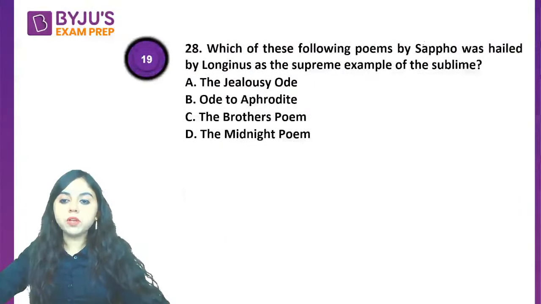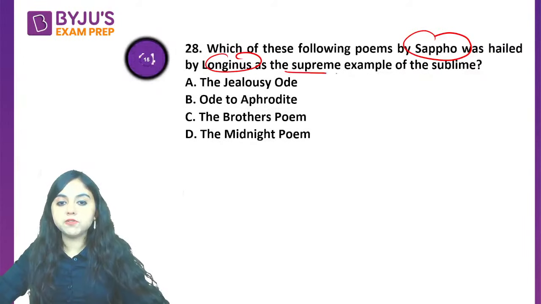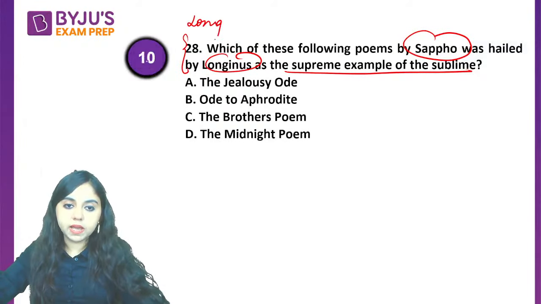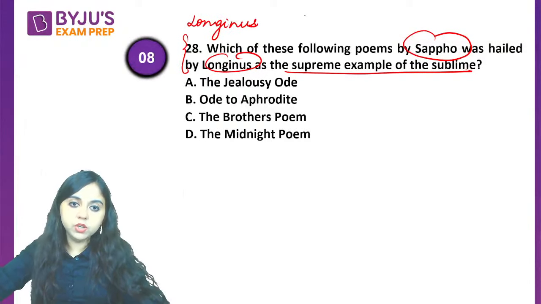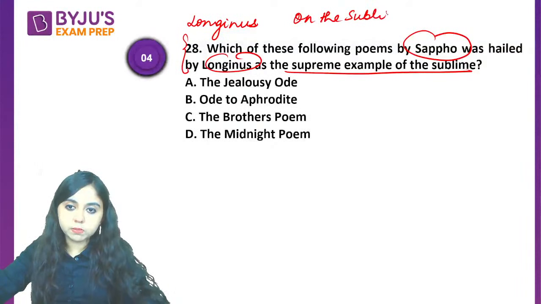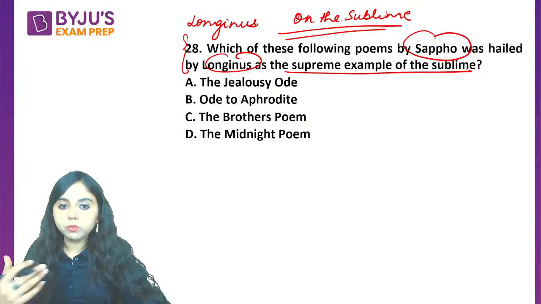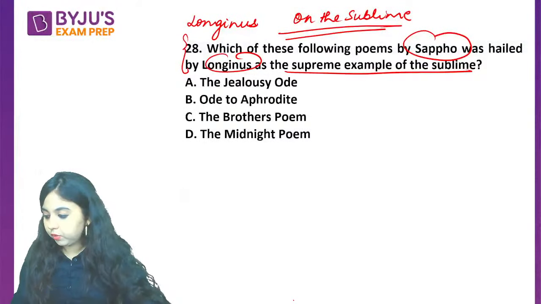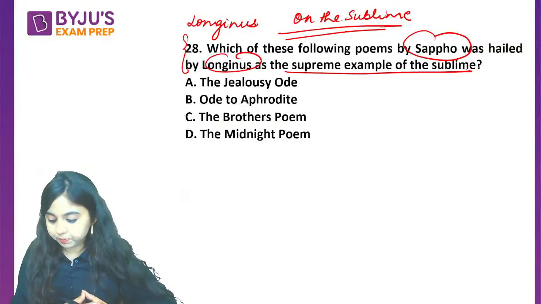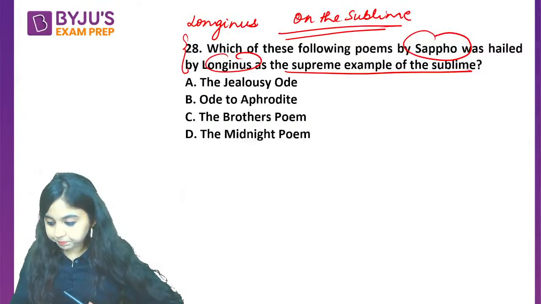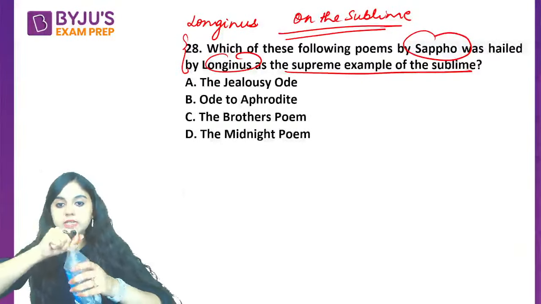Which of these poems by Sappho was hailed by Longinus as the supreme example of the sublime? Please add it to your notes on Longinus on the sublime. The notes that you've written on the sublime, just add it to those notes altogether as well. This is how you're going to build your notes, and you will advance to writing highly updated notes altogether. What is the right answer here?